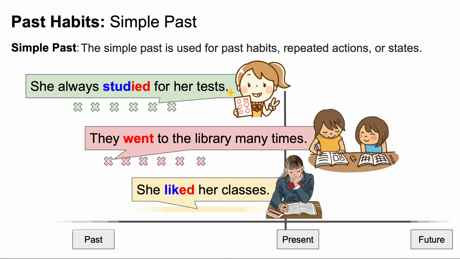She always studied for her test is an example of a past habit. They went to the library many times is an example of a past repeated action. And she liked her classes is an example of a past state.